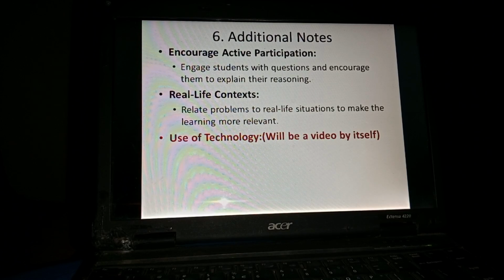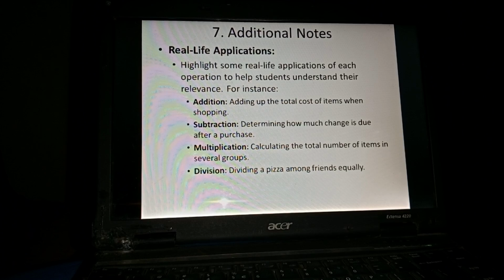Addition notes. Encourage active participation and engage students with questions, and encourage them to explain their reasoning. Real-life context. Relate problems to real-life situations to make the learning more relevant. Real-life applications. Highlight some real-life applications of each operation to help students understand their relevance.